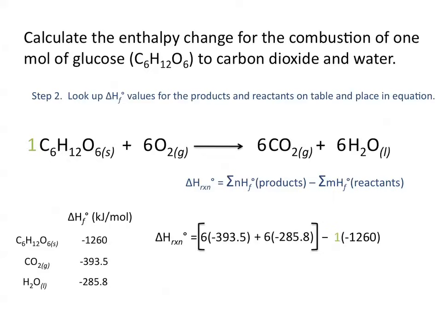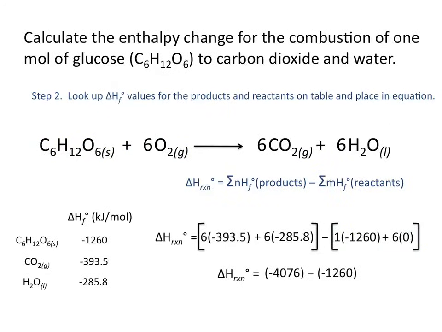I then subtract the values for the reactants. I have 1 glucose, so I take 1 multiplied by negative 1260 kilojoules per mole. And then remember, I stated that the value of oxygen, because it's an element in its standard state, is 0. These are the enthalpy of formation values for the reactants multiplied by their respective coefficients.